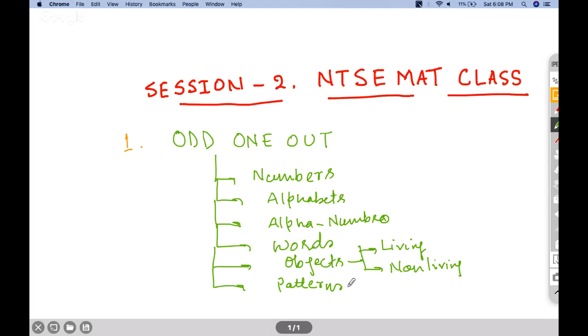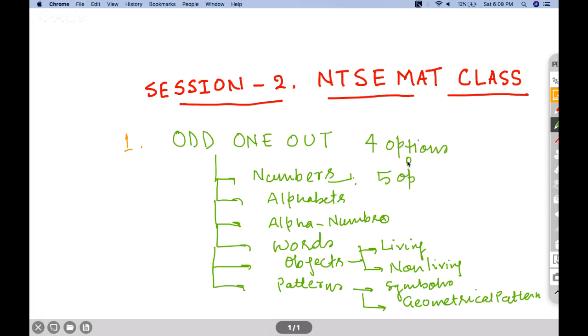When I'm talking about patterns, patterns can be symbols, any geometrical pattern, and likewise. So what I'm trying to say is that if I have any particular number series, alphabet series or alphanumeric series, there would be four options, or I have five options. Here three options would be similar, and one option would be out of the category.